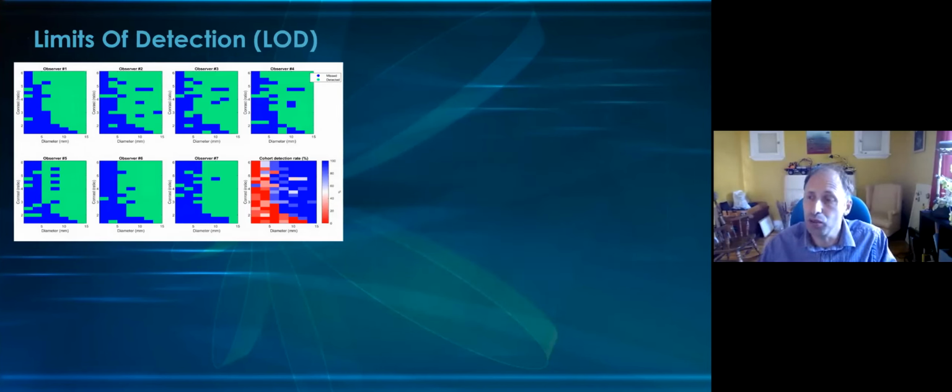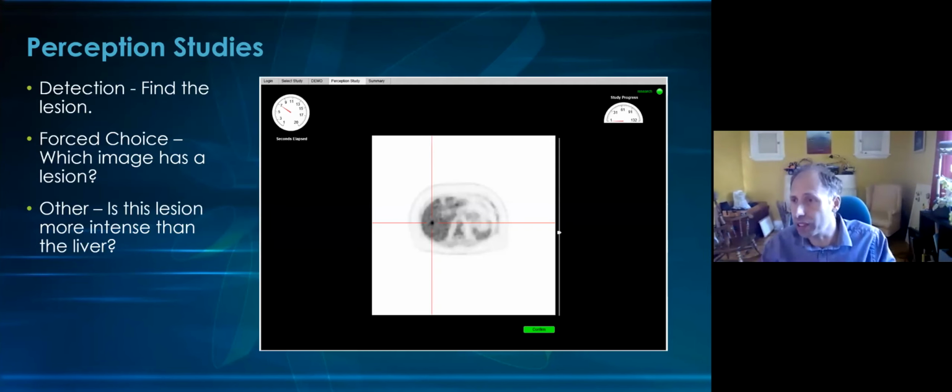So what did we do with our perception study? Observers had to point out where they see the lesion on the screen. And if they were close to it, if they were within a centimeter of the lesion, we said, okay, you found it. And if they were further away or they didn't answer within, I believe it was 20 seconds, then we deemed that they weren't able to perceive the lesion.